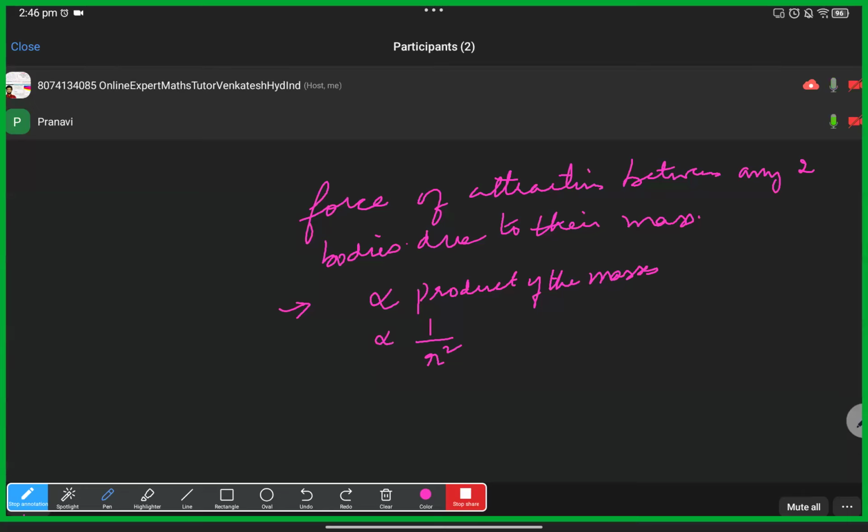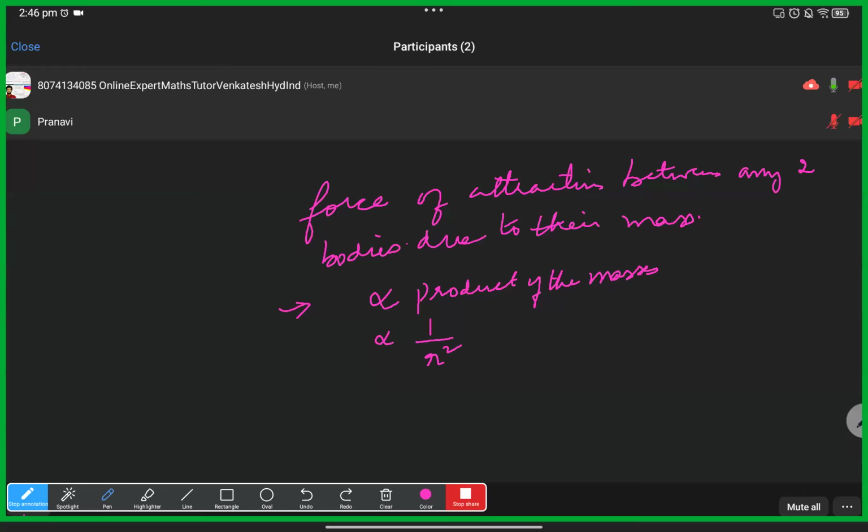Can you repeat the proportional part? It's directly proportional to the product of the masses, the force of attraction, and is inversely proportional. Inversely means we'll write 1 by, because it's reverse. So it is inversely proportional to the square of the distance.